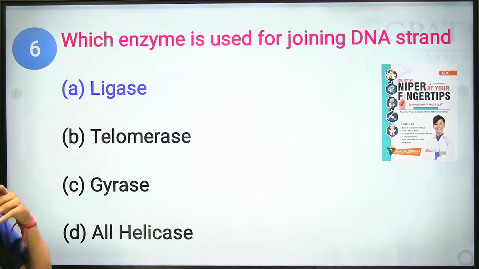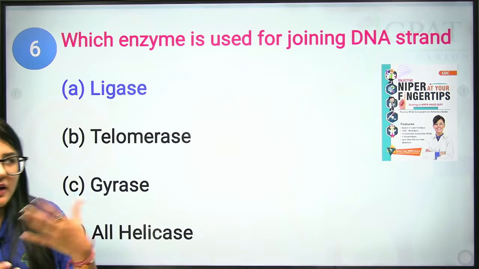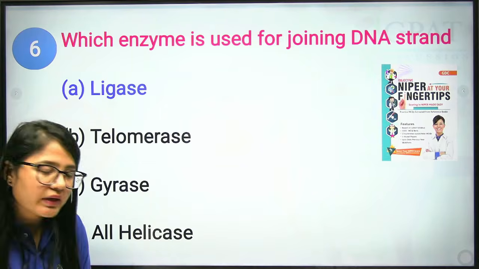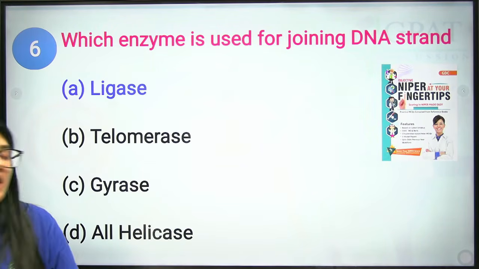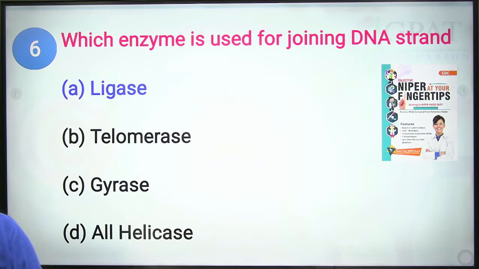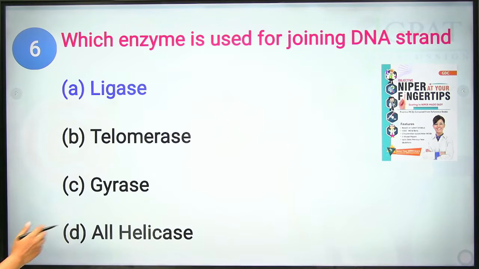But what is telomerase? Telomerase adds the telomere repeating units. Next we have the gyrase, which removes the supercoiling. Then helicase. Helicase unwinds the DNA helix. So the correct answer is option A.